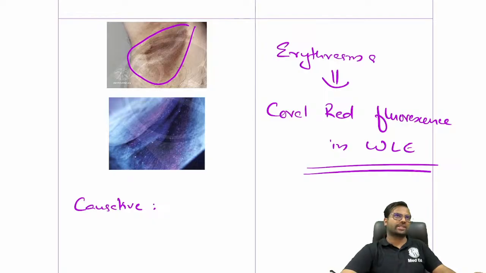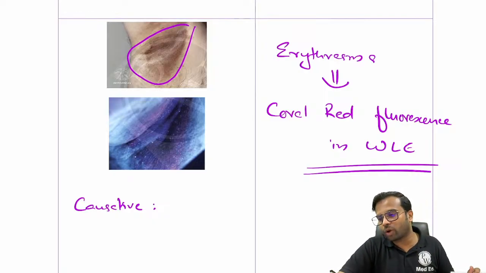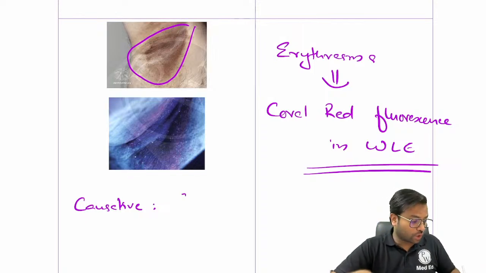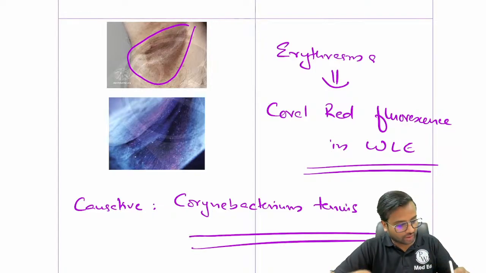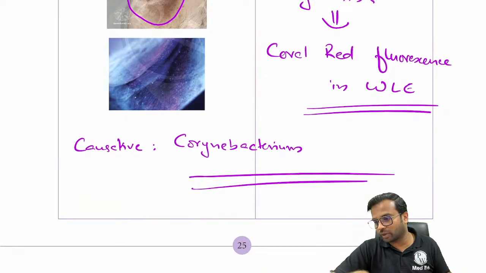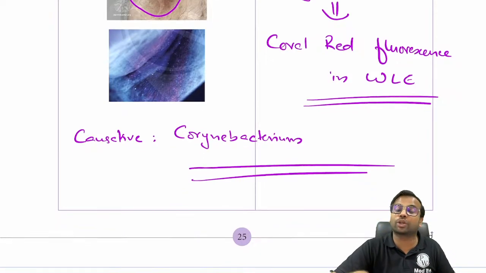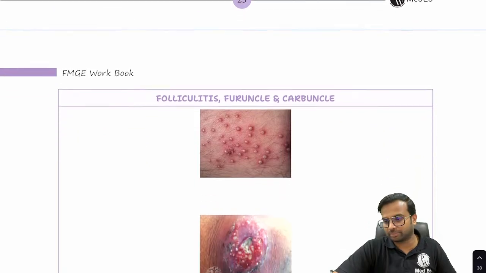And what is the causative organism in erythrasma? Is it caused by streptococcus, staphylococcus, pseudomonas, or anything else? What is it? Yes, it is caused due to Corynebacterium. So Corynebacterium is the causative organism when it comes to erythrasma. Okay, it is not malassezia. Please remember, it is a condition caused by a commensal bacteria, which is called Corynebacterium.